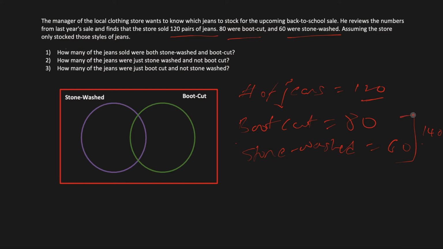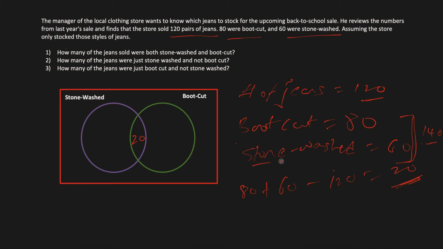jeans that were common, and the best way to find out the number of jeans that were common would be, this is an easier way. So 80 plus 60 minus 120, and this gives us 20. So we know that there were 20 jeans which were both bootcut and stonewashed. So we'll write this as 20.